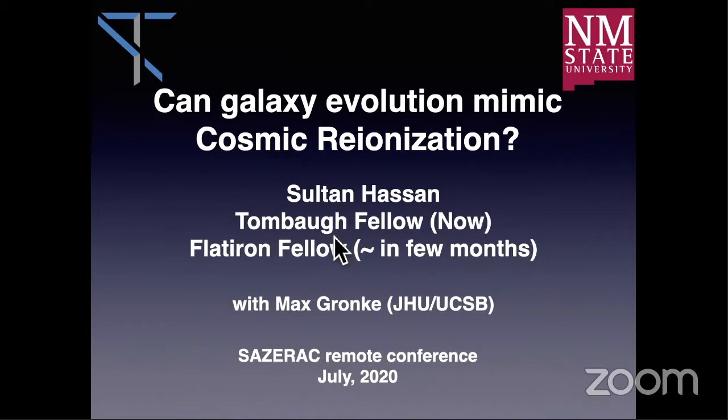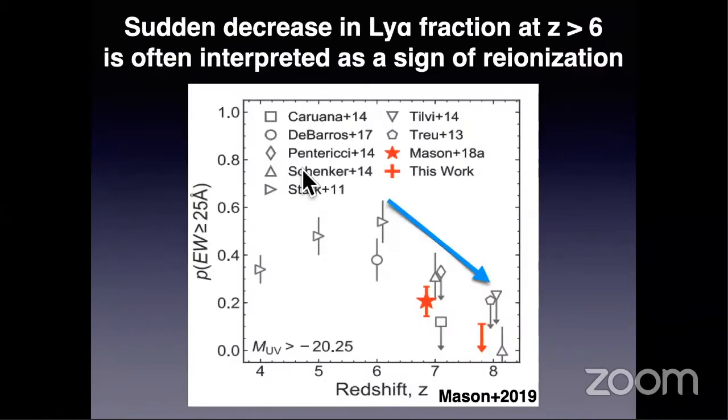So this work is basically about our understanding of galaxy evolution and how that can impact our understanding of Lyman alpha observation. Let me start by showing this plot. This is our most updated constraints on the Lyman alpha fraction. What you see on the y-axis is the abundance of Lyman alpha emitters, its evolution as a function of redshift. And these are all the measurements.